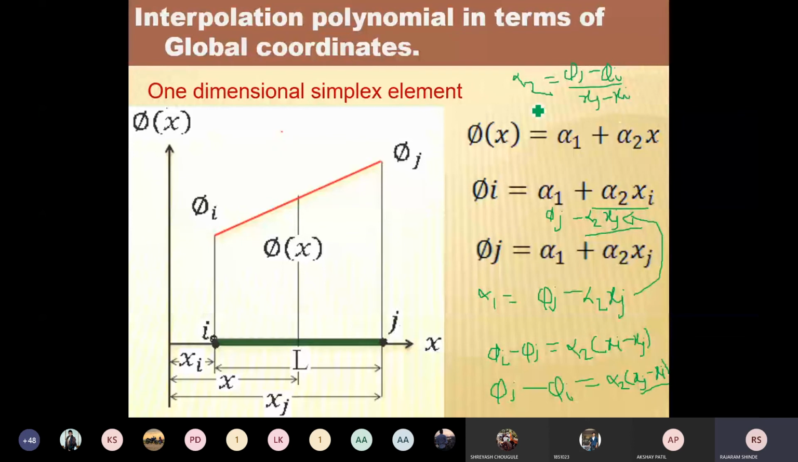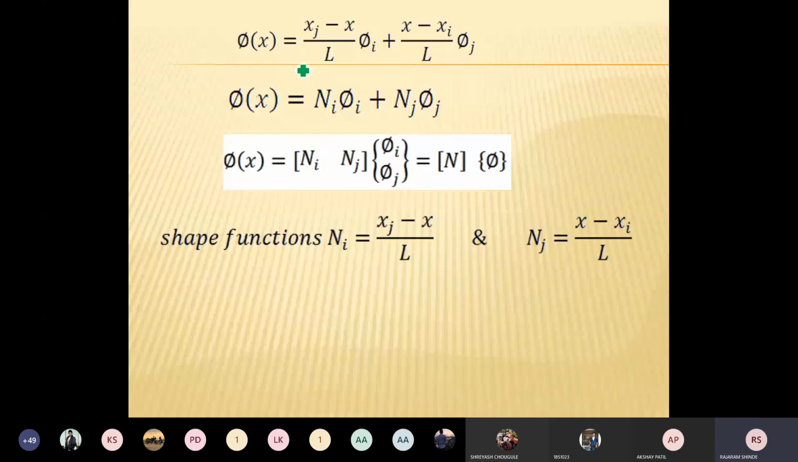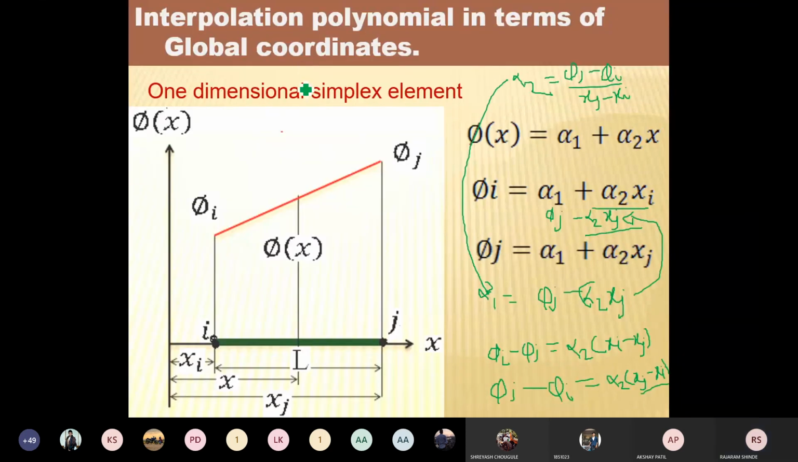After that you put this in the alpha 1 equation and you can get alpha 1. You replace this alpha 2 by the term phi j minus phi i divided by xj minus xi, and you will get alpha 1. Here alpha 2 is calculated. Next I will do alpha 1. What will you get for alpha 1?